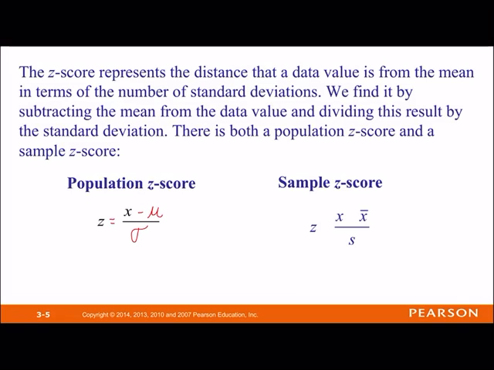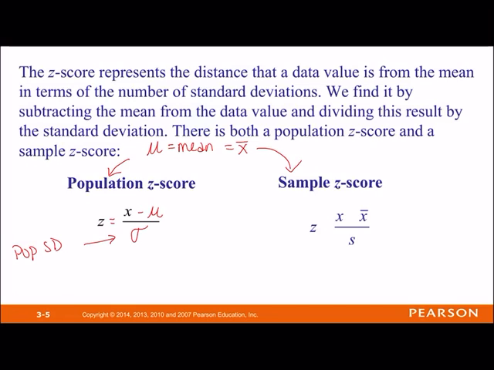And remember, I know it's hard to keep track of stuff from one thing to the other. Mu is the mean, and it's the mean of the entire population. Over on the other side in a second, you're going to have x with a bar. That's your sample mean. So again, population z-score, z equals x minus mu over the population standard deviation. It says it in the words right above. I'm just going to write pop SD for population standard deviation.